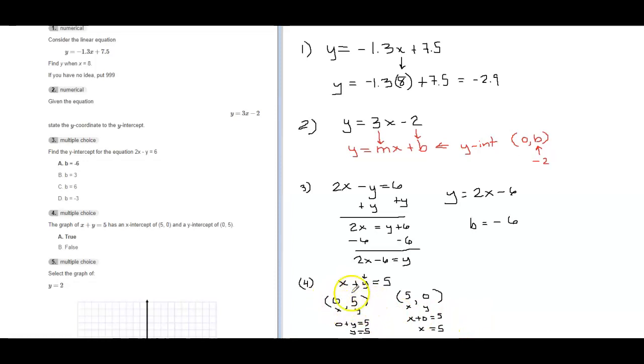This one here is called the y-intercept, and this one here is called the x-intercept. Why do they call it that way? Again, this point is on the y-axis and this point is on the x-axis.